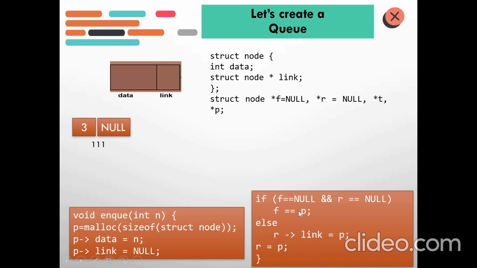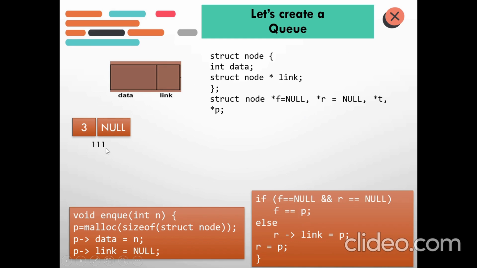In that case we would be assigning f is equal to p. Correct it here, it is f is equal to p. So I am saying if f is equal to null and r is equal to null, which would be true in this case because they have been initialized to null and null to start with, right? So our first would now be pointing to P.